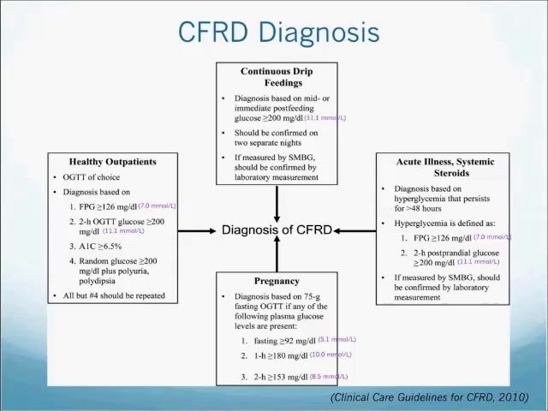For anybody who has systemic steroids or an acute illness, diagnosis can be based on high blood sugars that are sustained for over 48 hours. Again, it's the same criteria, fasting above 7 and 2-hour above 11.1. Again, it should be confirmed with lab measurements.